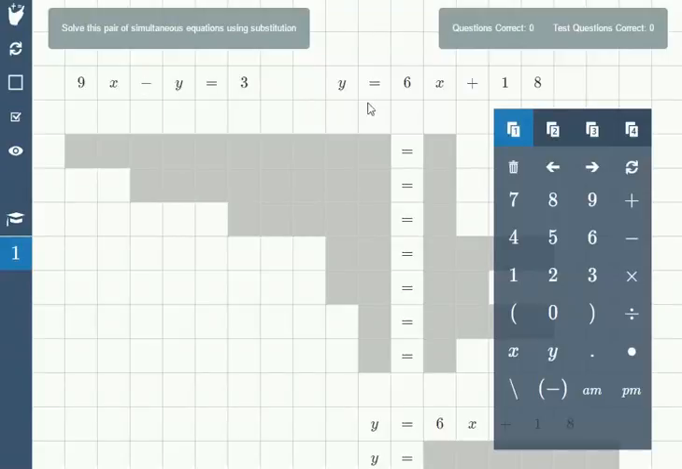To answer this question, we need to solve this pair of simultaneous equations using the substitution method. We've been given an equation that starts with y equals over here on the right, so that's going to be the easiest equation to substitute back into the first equation in place of the variable y over here.